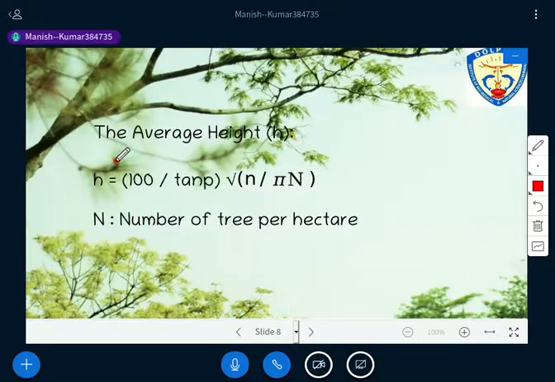Right now the question is, I am talking about the average height, how the average height has to be calculated, right? So this is the formula for average height. H is equal to 100 divided by tan p into under root N upon pi n. N is the number of trees per hectare, p is the angle that you have already seen. Is it okay? Through this formula you are able to get the average height, or the mean stand height, that we need to calculate through this vertical point sampling. This is the formula that one needs to use here.